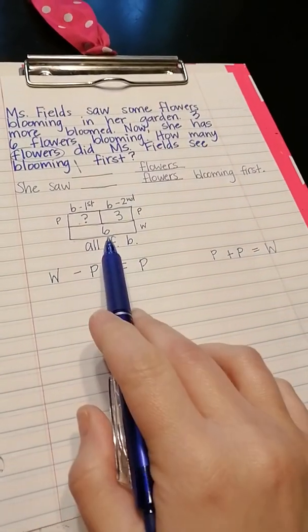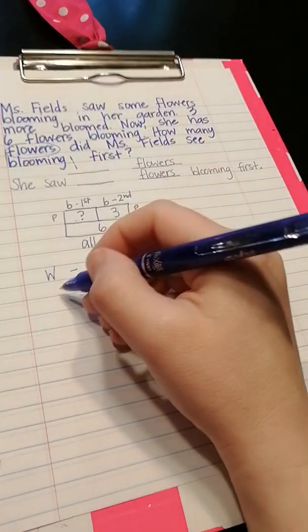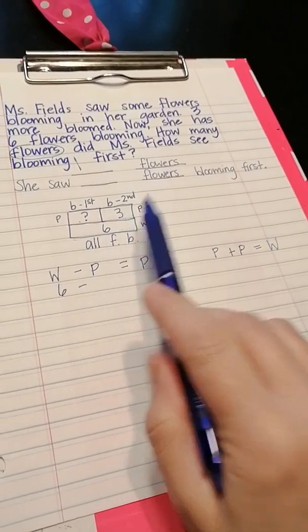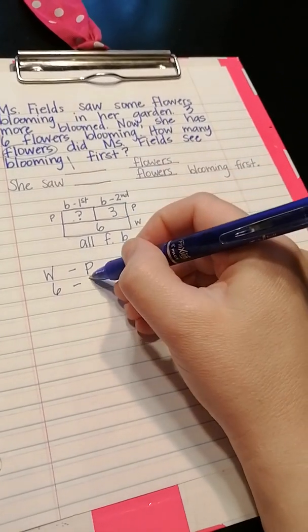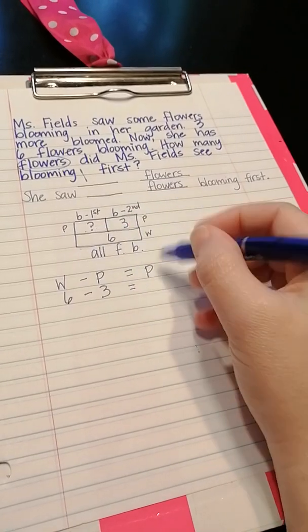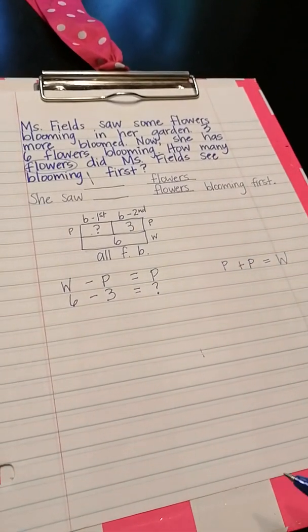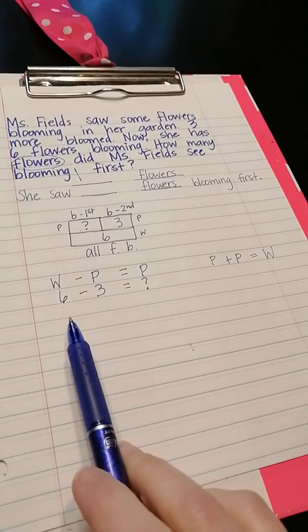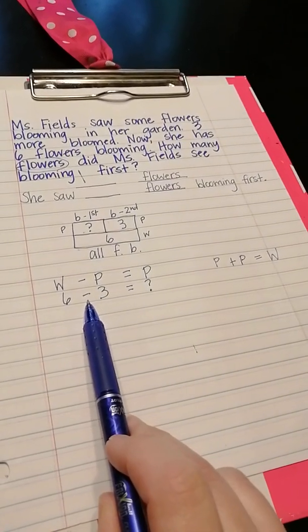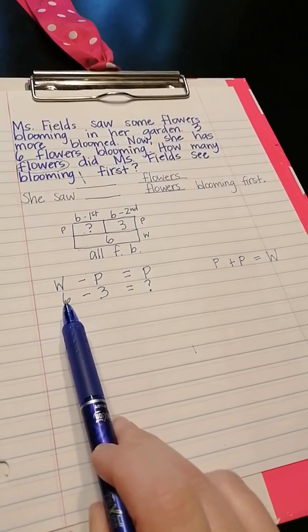All right, so I know my whole. It says right there, I have it labeled. 6 minus the part that I know, which is the flowers that bloom second, is 3. So 6 minus 3 equals something. Okay, well, wait a minute. I have an equation here. This means to subtract. I know I start with my whole.